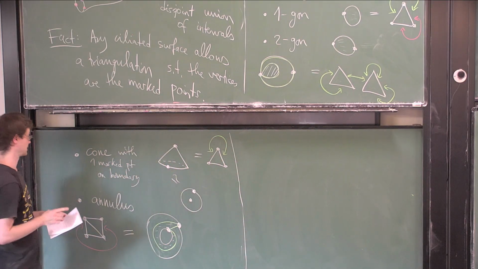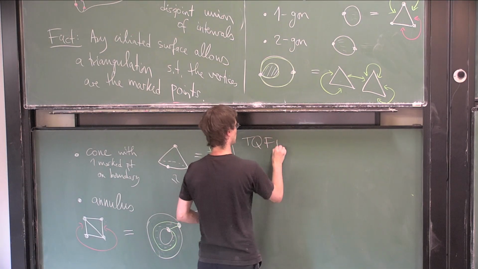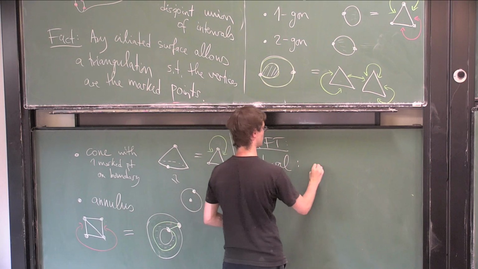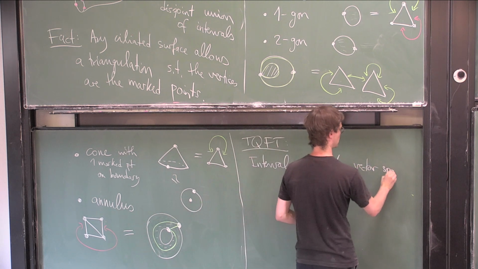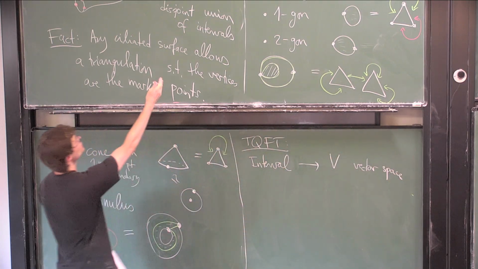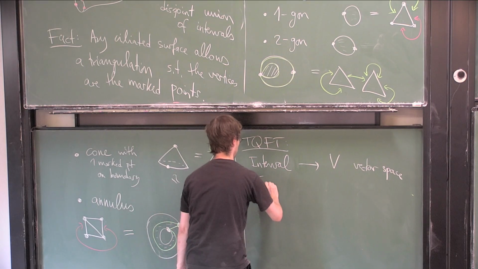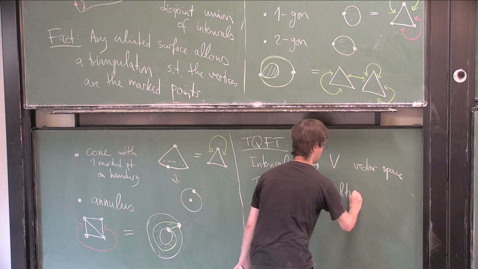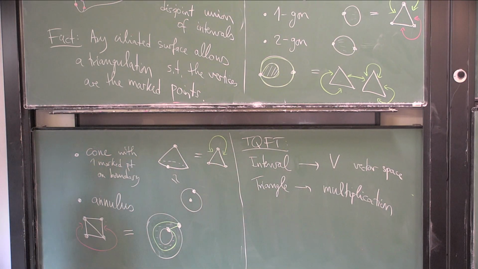So now what happens is, when you take this TQFT perspective, well, we have an interval. All intervals are homeomorphic, so we'll get some vector space. And then all these elementary examples give you some operations. So the triangle equips this vector space with some multiplication, which is associative. And I think you also have a unit.